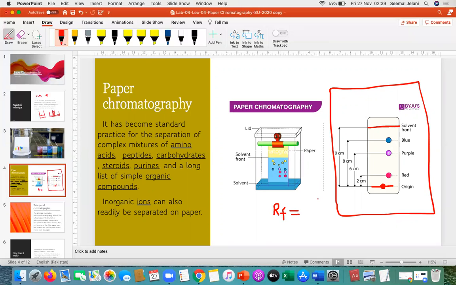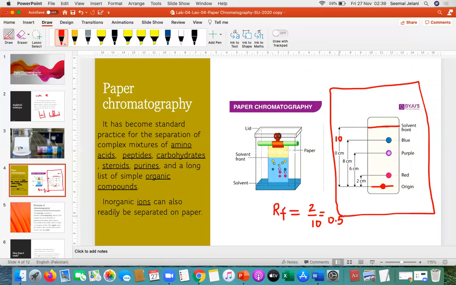RF value is the distance traveled by the separate red dot divided by the distance traveled by the solvent. So ये आ जाएगा, for example, solvent जो है आपका, ये हम ले लेते हैं 10. This is 10 centimeters, okay. So if we need to calculate the RF value of this red, it traveled only 2 centimeters, so 2 divided by 10, this will give you 0.2. You got it? So this is the RF values.